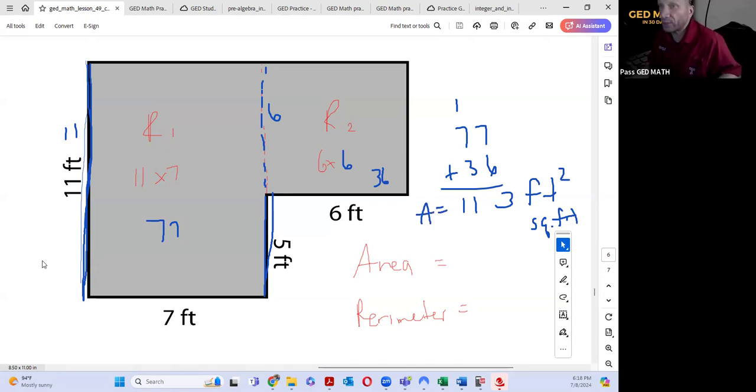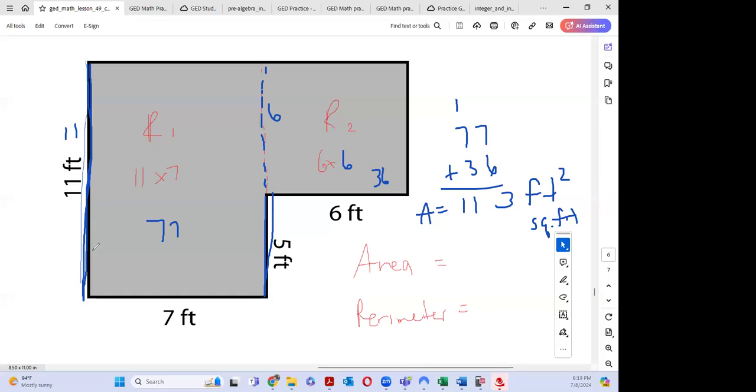Okay, let me ask you a question. First of all, does everybody understand what I just did by separating this one shape into 2 different shapes, then finding the area of both of the rectangles and then adding those areas together? Does everybody understand that? Why do you multiply 7 with 11 and not 7 with 5? Okay. Where's the difference between them?